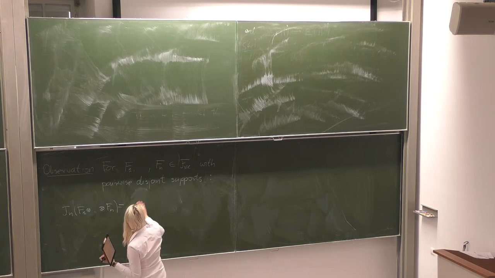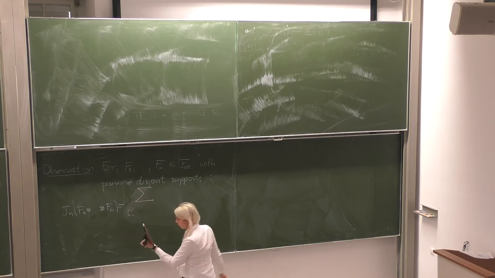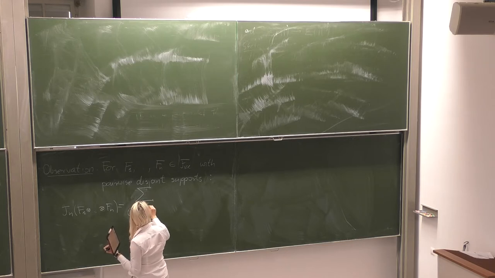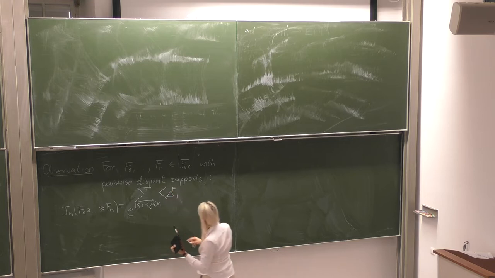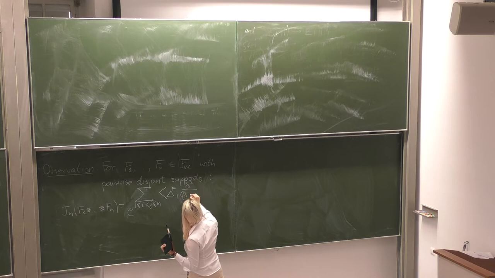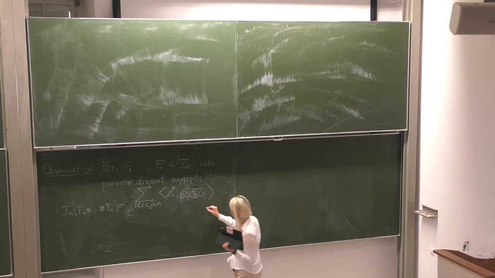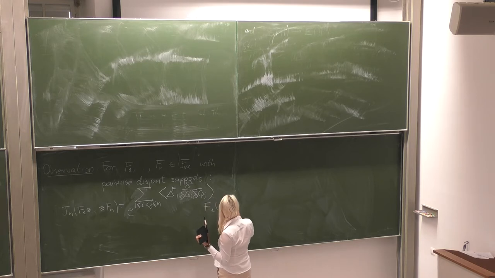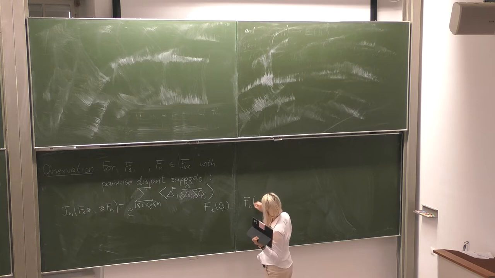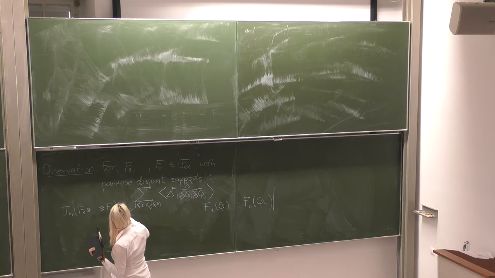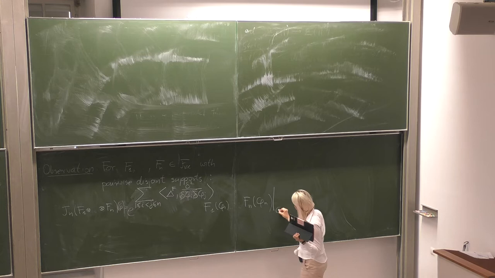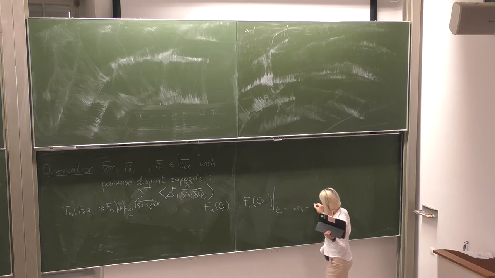So here I will write it maybe larger because this gets confusing. Here we have a sum over i less than j between 1 and n. And here we take the Feynman propagator, and the derivatives are with respect to phi i and phi j. And this is then applied to f1 of phi 1, this is just the usual pointwise product, fn of phi n, and evaluated at phi 1 equals phi n equals phi.